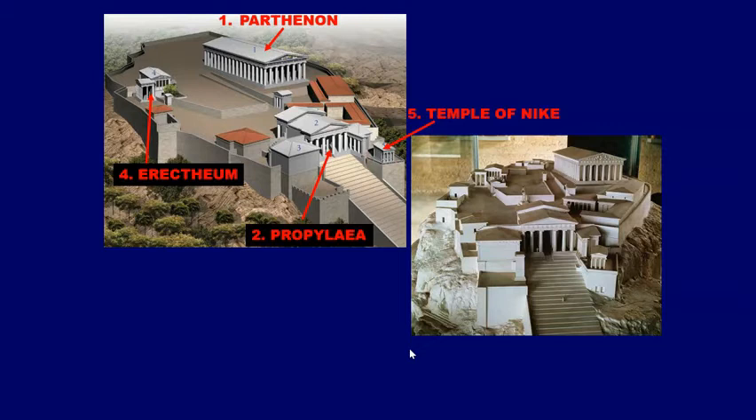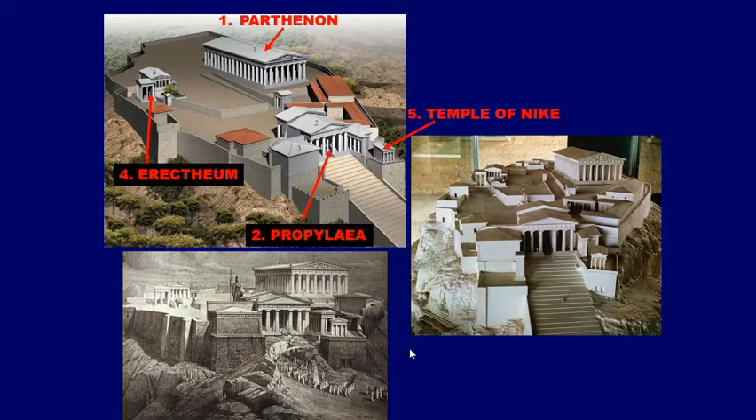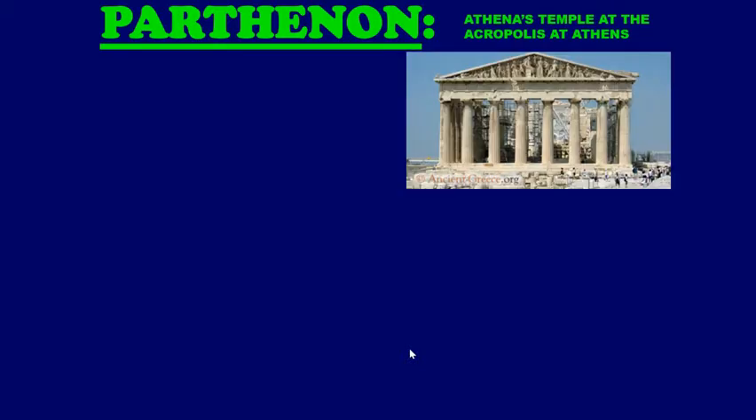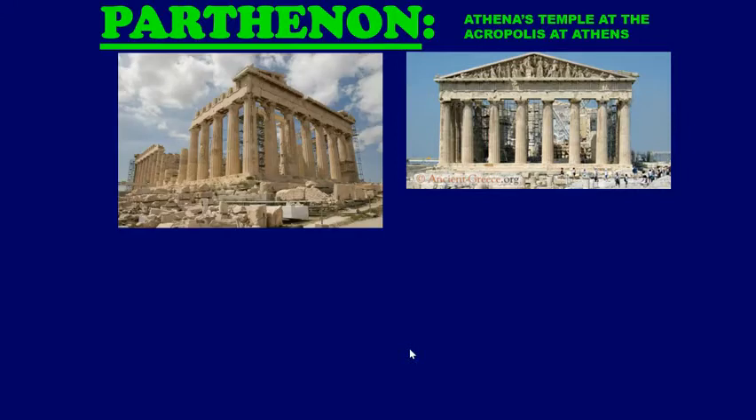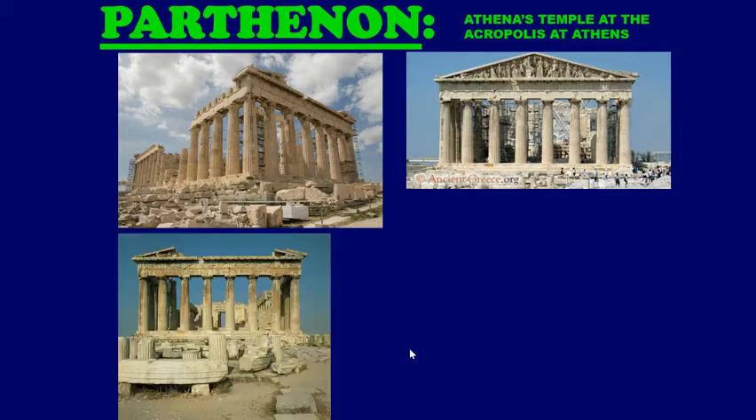And here is a 3D model of what it would have looked like 2,000 years ago. And then here is a drawing of what it would have looked like 2,000 years ago. All right, the definition of the Parthenon is Athena's temple at the Acropolis at Athens. Write this down in your notes. Pause the video if you have to. It's one of the most famous buildings in the world. When you think about famous architecture, the Parthenon stands right up there with one of the most famous ones.